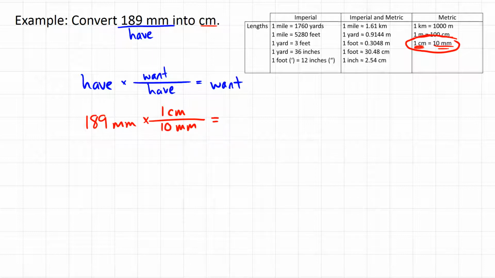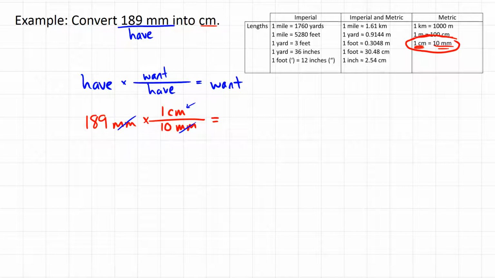So what we're going to do is multiply what we have, 189 millimeters, times 1 centimeter per 10 millimeters as a fraction. And if you remember your multiplication rules, what we're going to see is that the millimeters cancel out, which is why those go away, and we're left just with the units that we want. But really, as long as we have that pattern of multiplying what we have by what we want over what we have, then we'll get to the right units in the end.